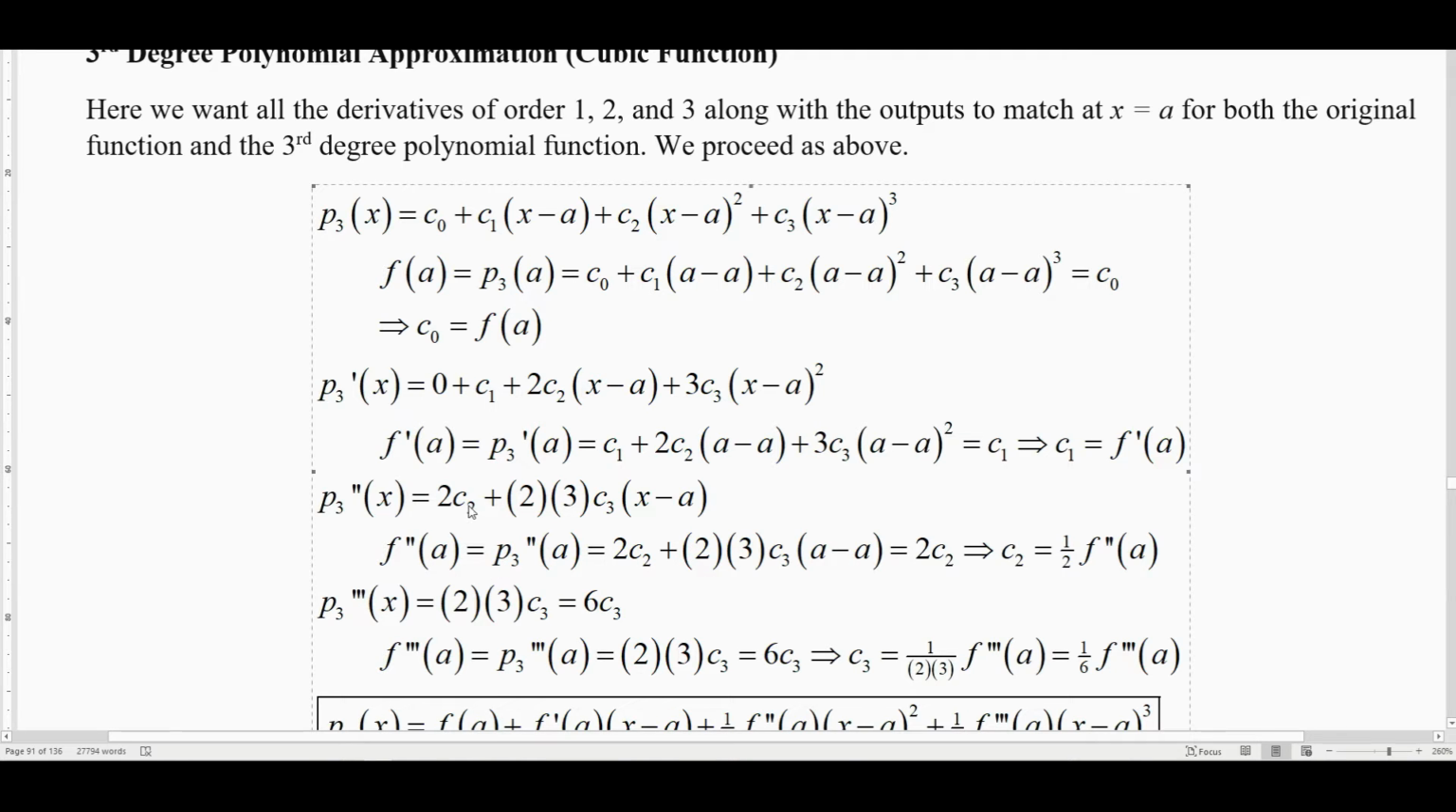So down here, do a derivative. You just get 2 times 3 times c3. And that's the third derivative. Or in other words, 6c3. But that needs to be the third derivative at a. That is the third derivative of p3. It needs to be the third derivative of the function. We want those derivatives to be equal, right? So plugging it in, you get c3 is the third derivative at a divided by, well, 2 times 3, or 1 times 2 times 3, or 6, or you may remember that's 3 factorial.